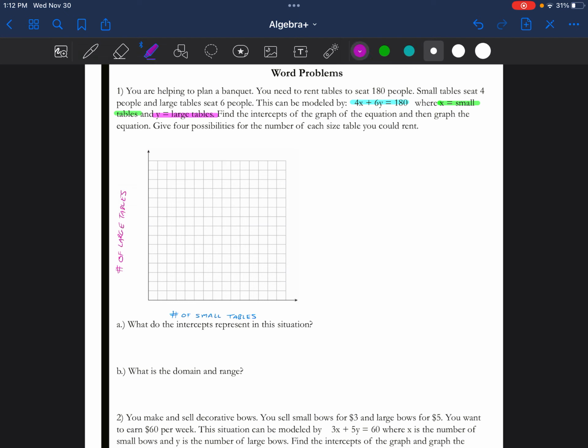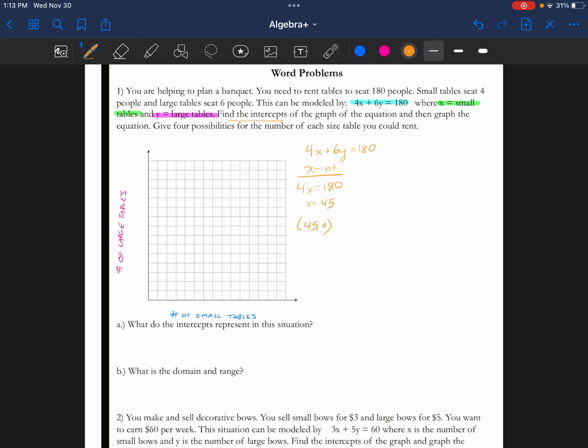It says find the intercepts. Well, we've done that before, right? We found intercepts before. So we're going to take 4x plus 6y equals 180. We can find the x-intercept by substituting in 0 for y, or we use a cover-up method. If we use a cover-up method, we know that 4x equals 180. So x is going to be 45. So this coordinate point is 45, 0. Guess what? That is my x-intercept.